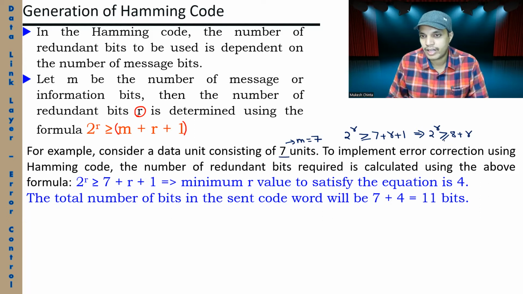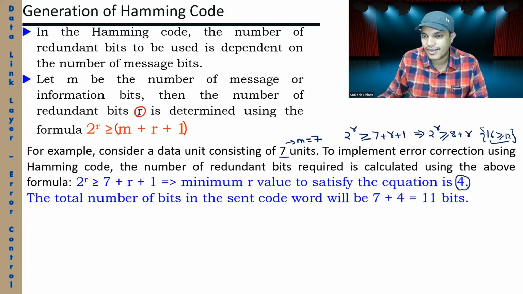2 greater than 9, no. 2 square, 4 greater than 10, no. 2 cube, 8 greater than or equal to 11, no. 2 power 4, you just take the values starting from 1. Now when you come to 4, 2 power 4 is 16, greater than or equal to 8 plus 4, 12. So if you put r is equal to 4, you get the equation 16 greater than or equal to 12, which is true. So because 4 is the minimum value which satisfies the equation, I select r is equal to 4.